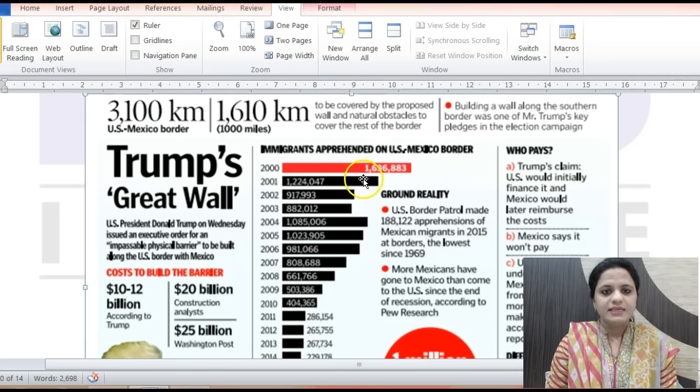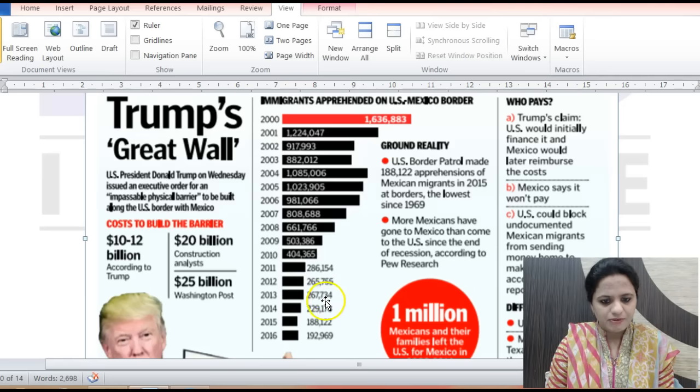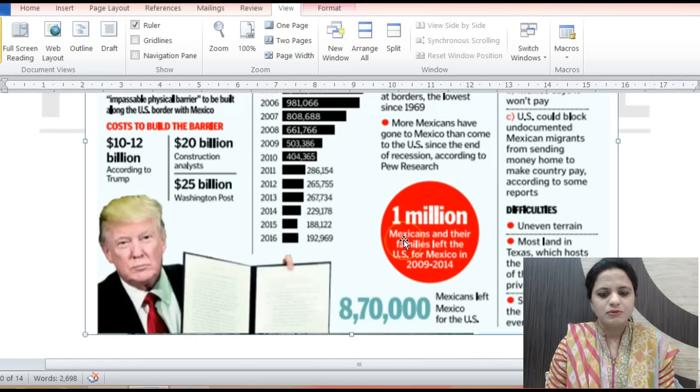But another reality is that the number of immigrants from Mexico along the US-Mexico border who have been apprehended has been reducing since the year 2000, when they were quite high. Since the 2008 financial crisis, we have seen the number of immigrants entering the US from the US-Mexico border reduce drastically. Yet, President Donald Trump has initiated this proposal to build the wall.